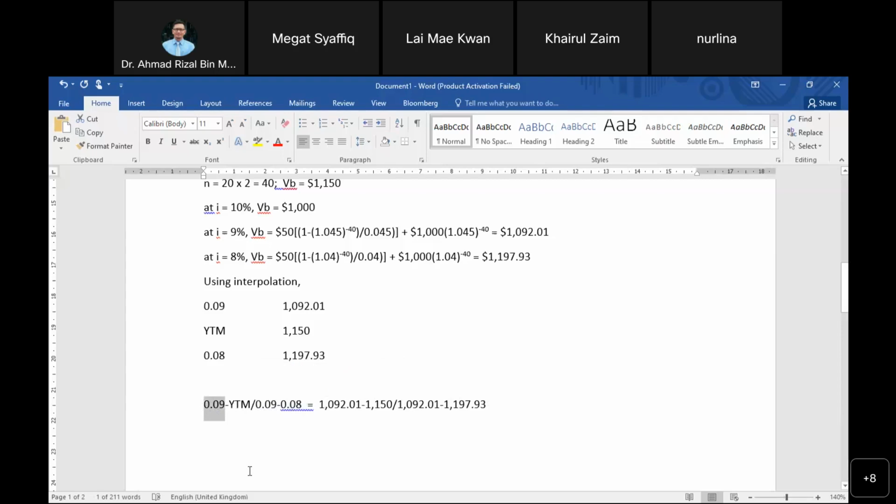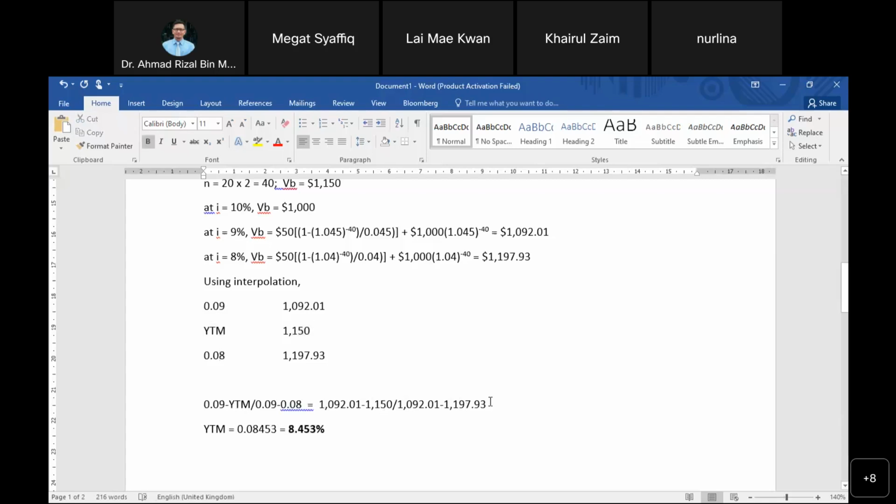That figure is to be deducted from 0.09 here. You do that and you will get the final answer to be 0.08453, which is 8.453%. Make sure that this figure is indeed in between, sandwiched between, 8% and 9%.